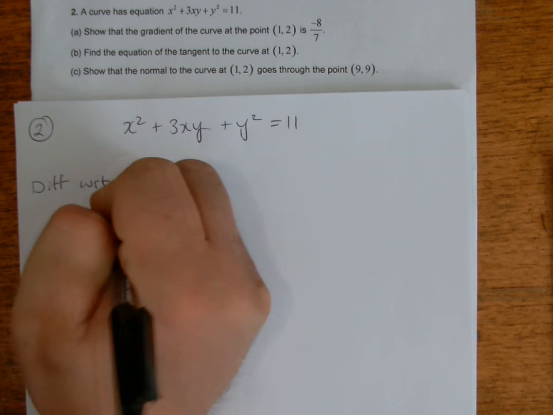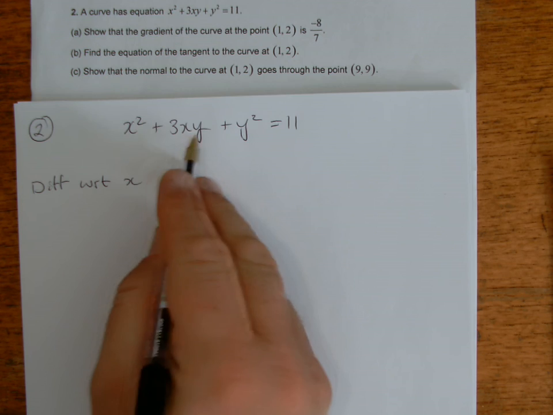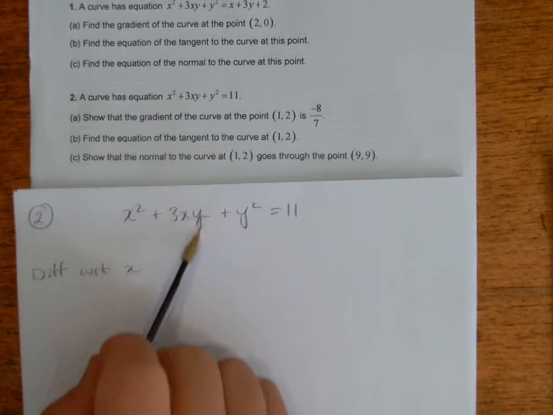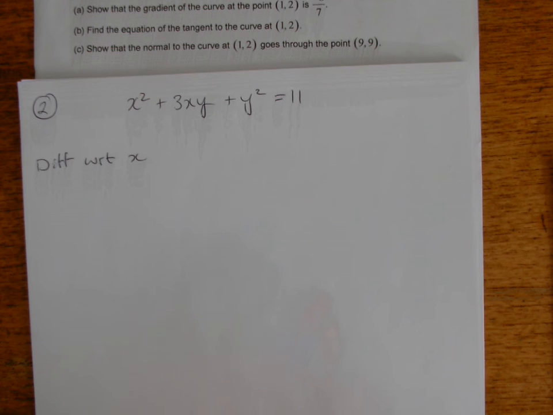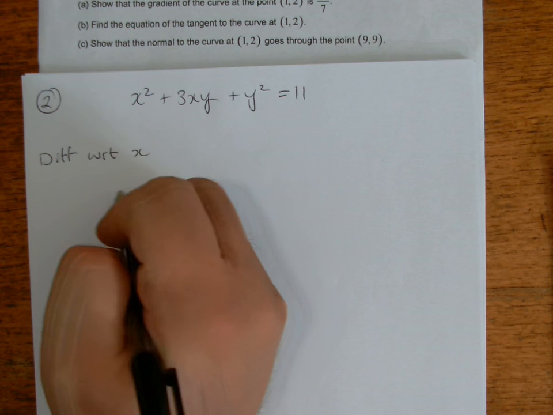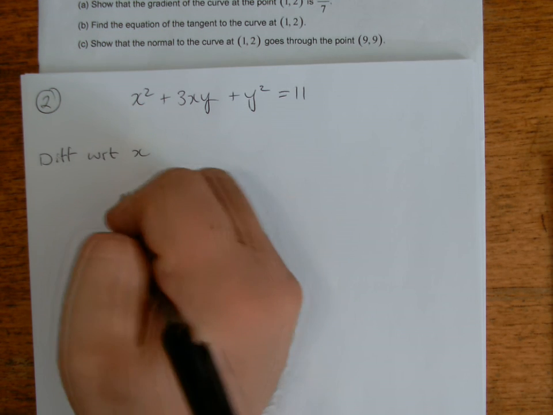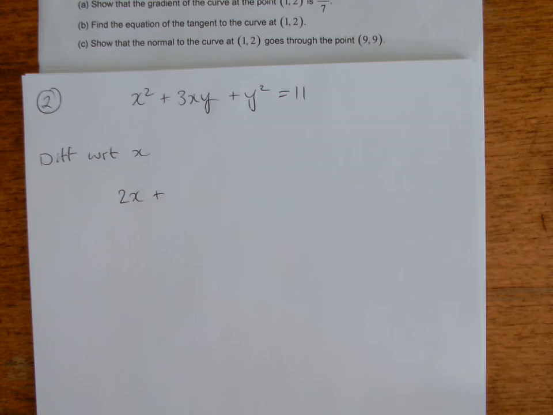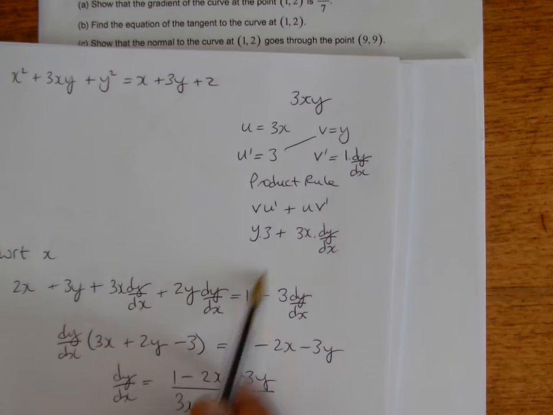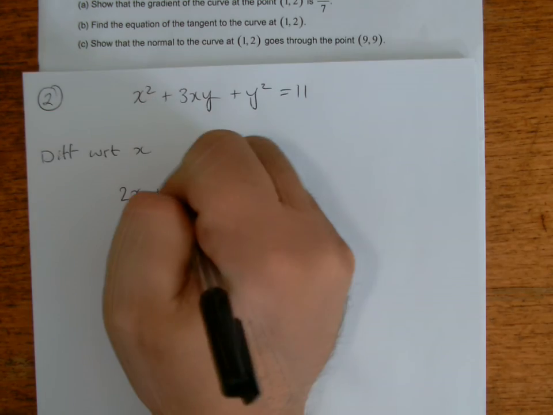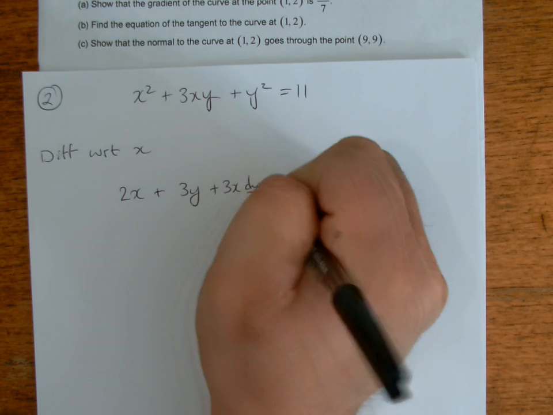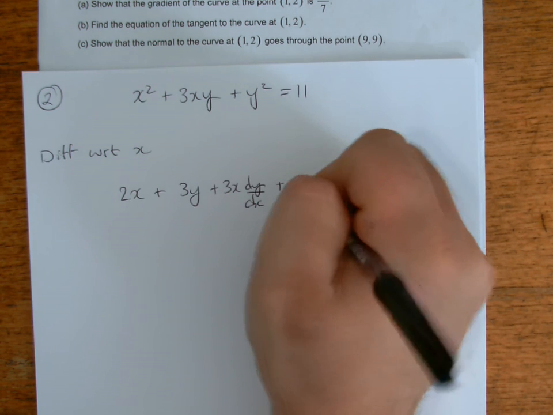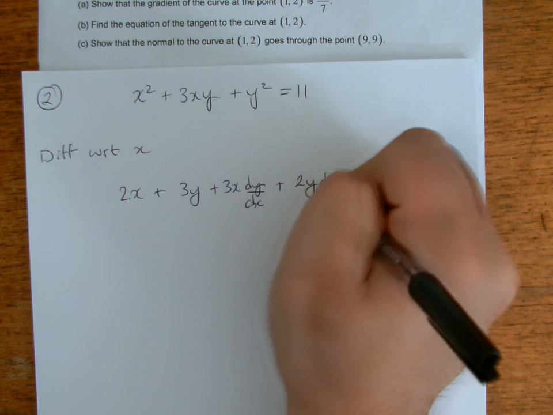And of course you'll notice there's a product there in the middle. However, this is the same product as we had in question 1, yeah? So I can just go back and refer to that and use that as my answer. So we differentiate this, I get 2x plus, if I go back to previous exercises, 3y plus 3x dy/dx. And then y squared, differentiate that, you get 2y dy/dx.